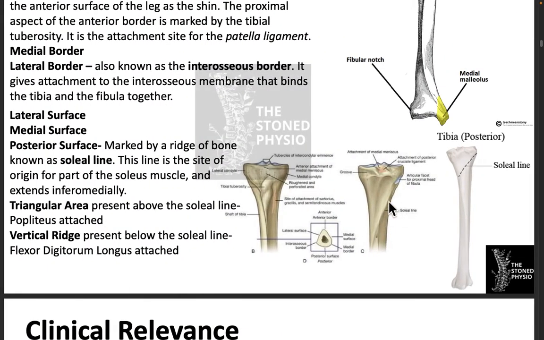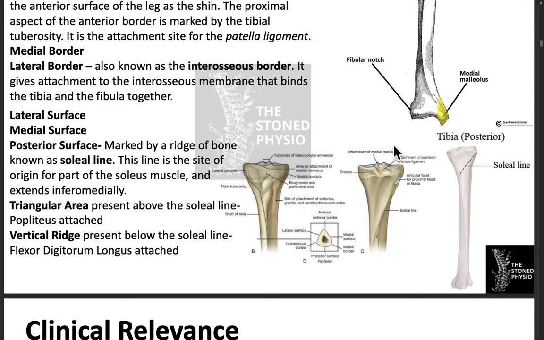But hey, we have got this thing, this soleal line and below that we have got the soleus muscle. Above the soleus muscle we have got the triangular muscle present here that is called the popliteus. We have got the popliteus muscle which is present above the soleal line, triangular shaped muscle here, and the popliteus has its attachment on the lateral condyle of the femur.